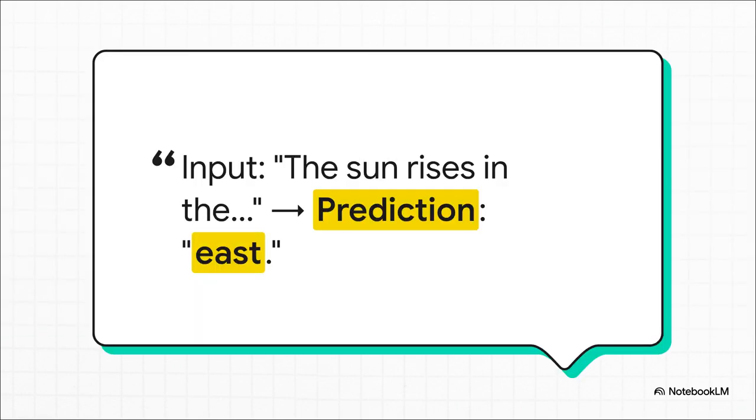Let's take a super simple example. If you give it the phrase, "the sun rises in the," the LLM isn't thinking about planets or astronomy. Nope, it's just scanning its massive database of text and calculating that statistically, the word east is the most likely word to follow that sequence. That's a really key point. It's a master of patterns, not a walking encyclopedia.